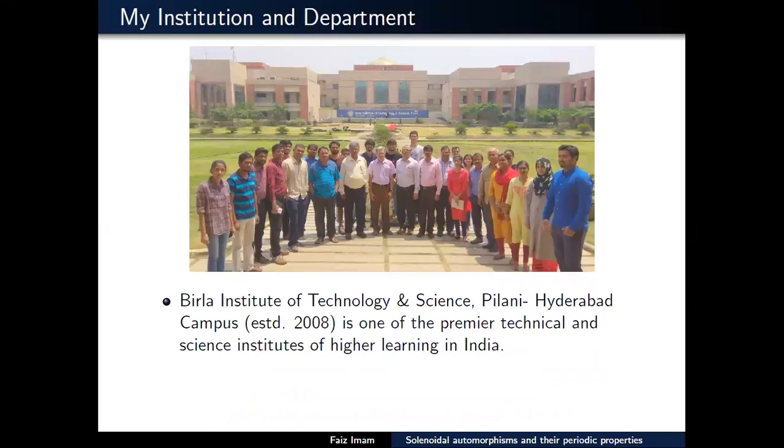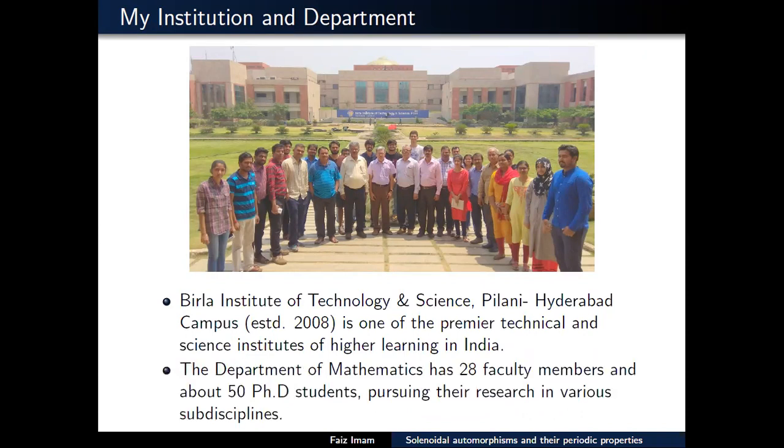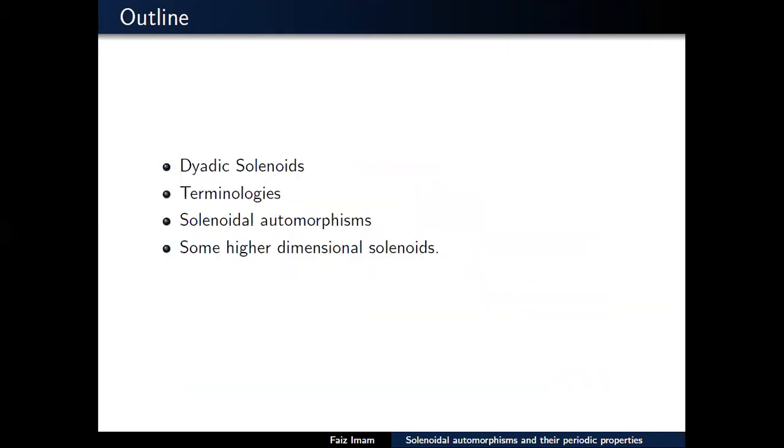So my institution and my department. BITS Pilani, Hyderabad, established in 2008, is one of the premier technical science engineering colleges in India. Our department currently has 28 faculty members and around 50 PhD students pursuing their research in various disciplines.